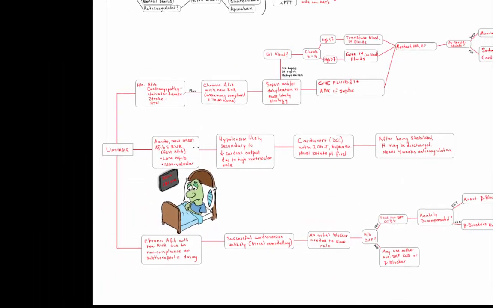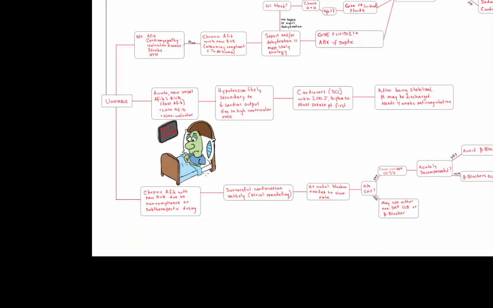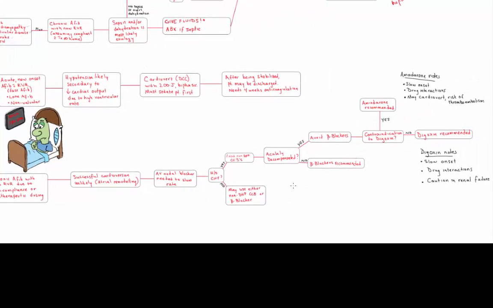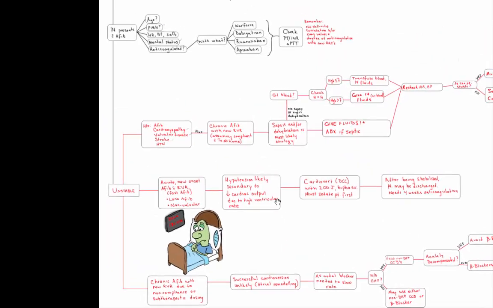If they come in with acute new onset AFib with RVR or lone AFib, then the instability is due to that decrease in cardiac output caused by the high ventricular rate. So we can go ahead and cardiovert them in that case and then discharge them on anticoagulation. And if the patient is chronically non-compliant with their AFib meds and it's a new increase in ventricular rate, the cause of the RVR is likely due to the non-compliance, and we just have to control the AV node. In this case, we're going to have to block the AV node and then look at their past medical history to kind of guide us towards the right agent for use. Alright, so that is unstable.